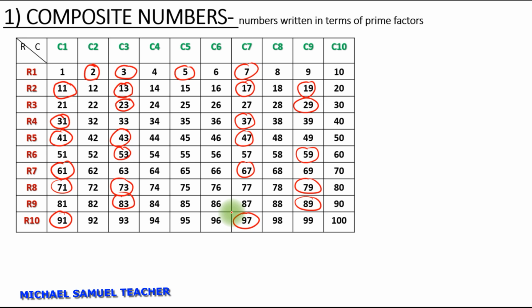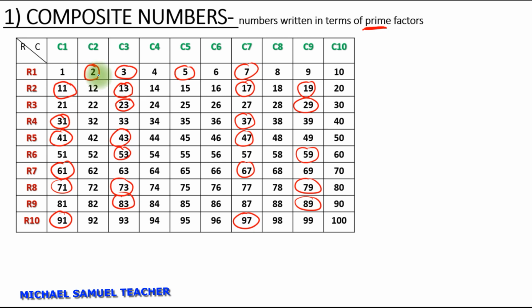Those that I have circled are prime numbers, and therefore we need to find composite numbers that are written in terms of prime factors. We are going to look at a few of them, and we shall begin with the first one. So 1 is not a composite number, since it cannot be written in terms of prime factors, and 1 is also not a prime number.